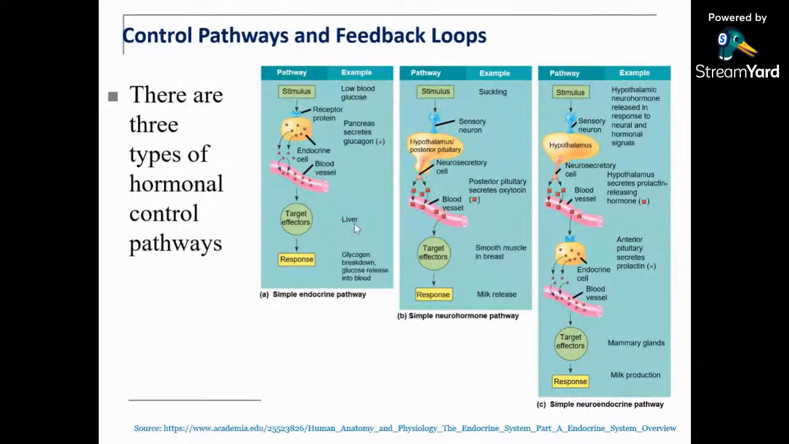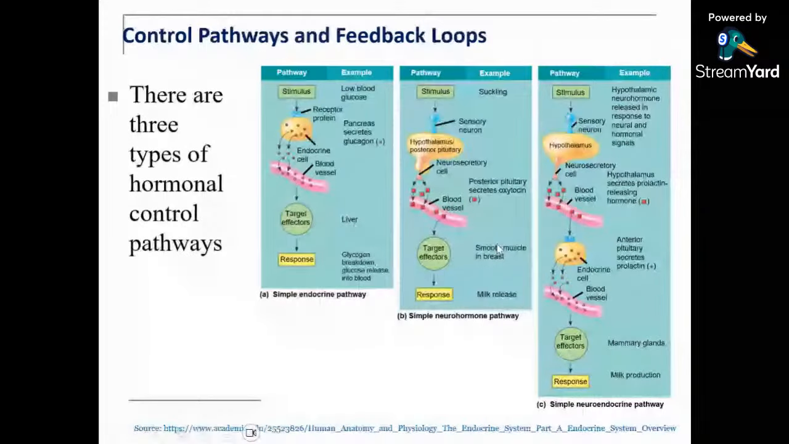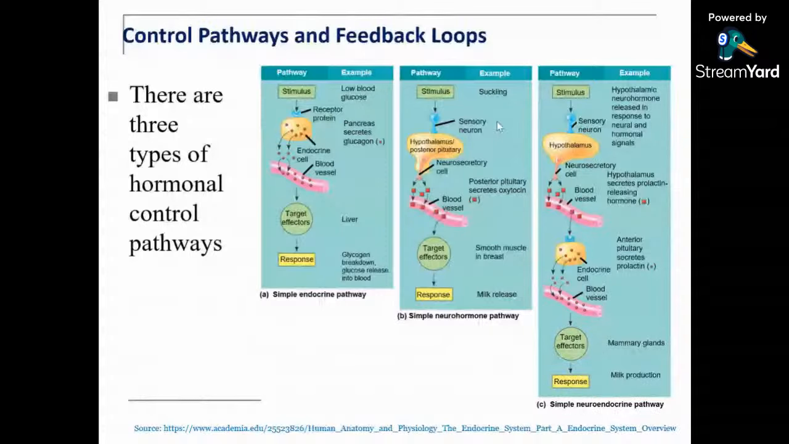The second one is the simple neurohormone pathway. Due to the baby's suckling, the sensory neuron is activated and activates the hypothalamus, which secretes oxytocin on the posterior pituitary. And then the hormone oxytocin is carried by the blood vessels and works on the smooth muscles in the breast, and it helps to release the milk.